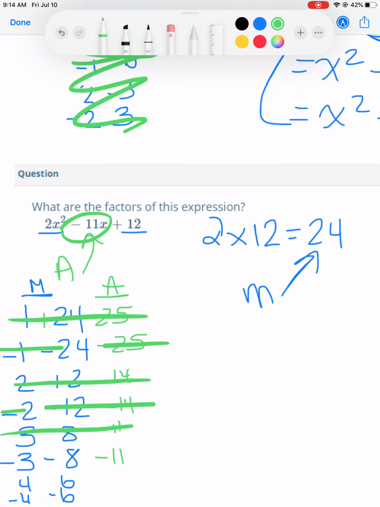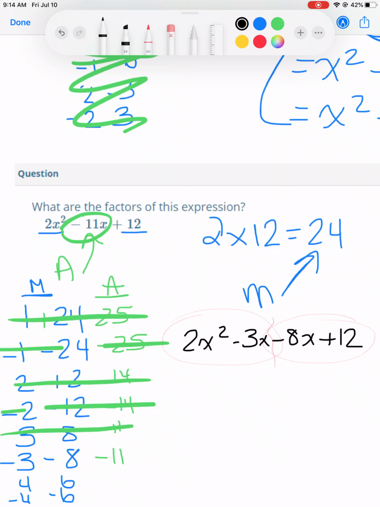So what we do now is we replace the negative 11 with negative 3 and negative 8. Okay, it doesn't matter which one you put first. So it's going to be 2x squared minus 3x minus 8x plus 12. Okay, so what I'm going to do is I'm going to separate these two, and I'm going to factor this, and then I'm going to factor this. So I'm going to factor them separately.